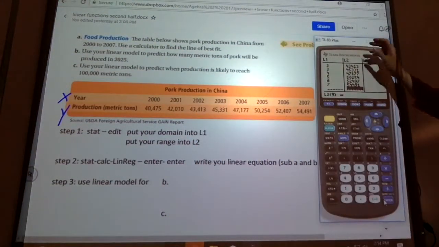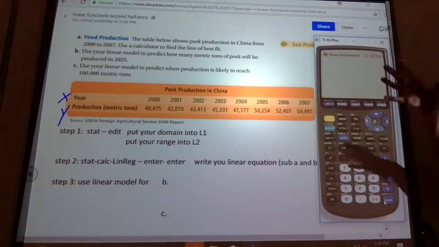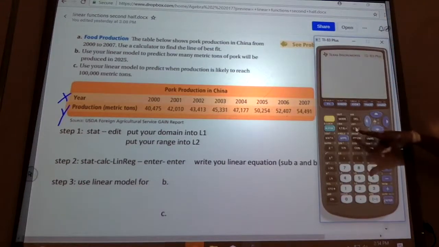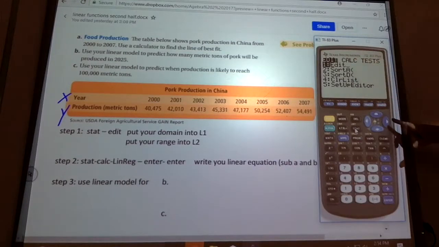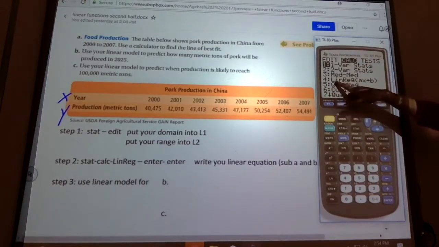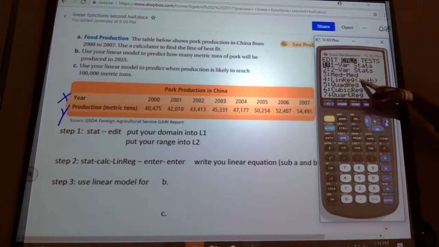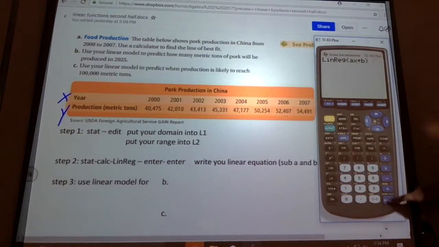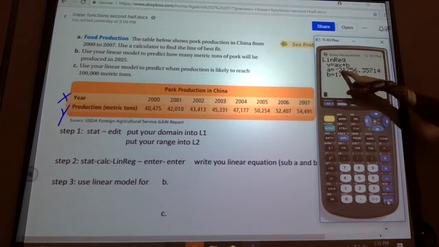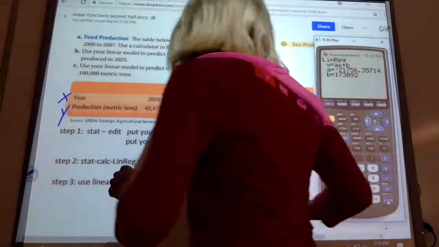Okay, once you have list 1, list 2, you're going to calculate a line of best fit. So you go stat, you have to go right arrow over to calc, and then you're going to go down to number 4, see it says linreg, and you have this mx plus b looking thing. They use A, we use M. You push enter, and then you push enter again. And it'll give you your linear equation. This is your A, your slope, you put that in for A. This is B, your y-intercept, you put that in for B. So your linear equation looks like this.